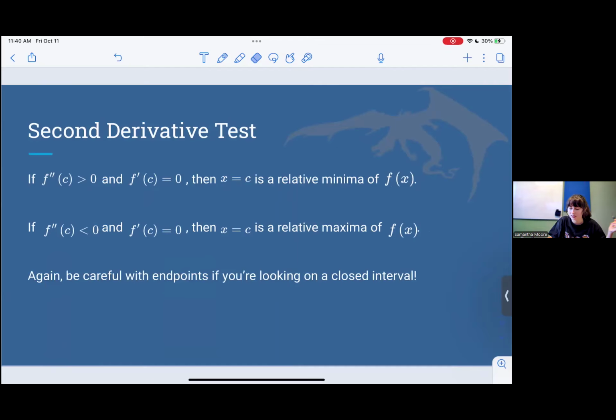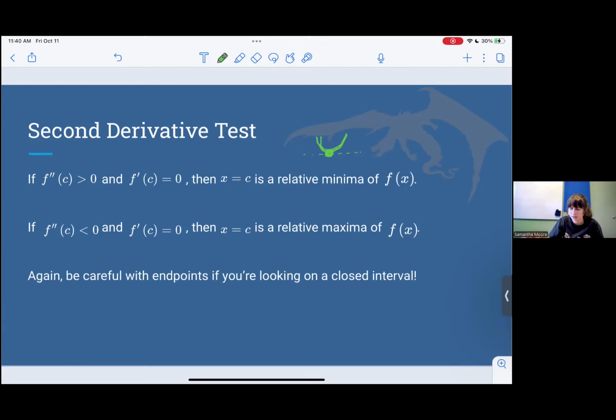And then here is the full second derivative test. If we have a positive f double prime and the first derivative equals 0, positive f double prime says we're up like a cup in that region, and f prime equaling 0 means we really are at the bottom of the concave up region.